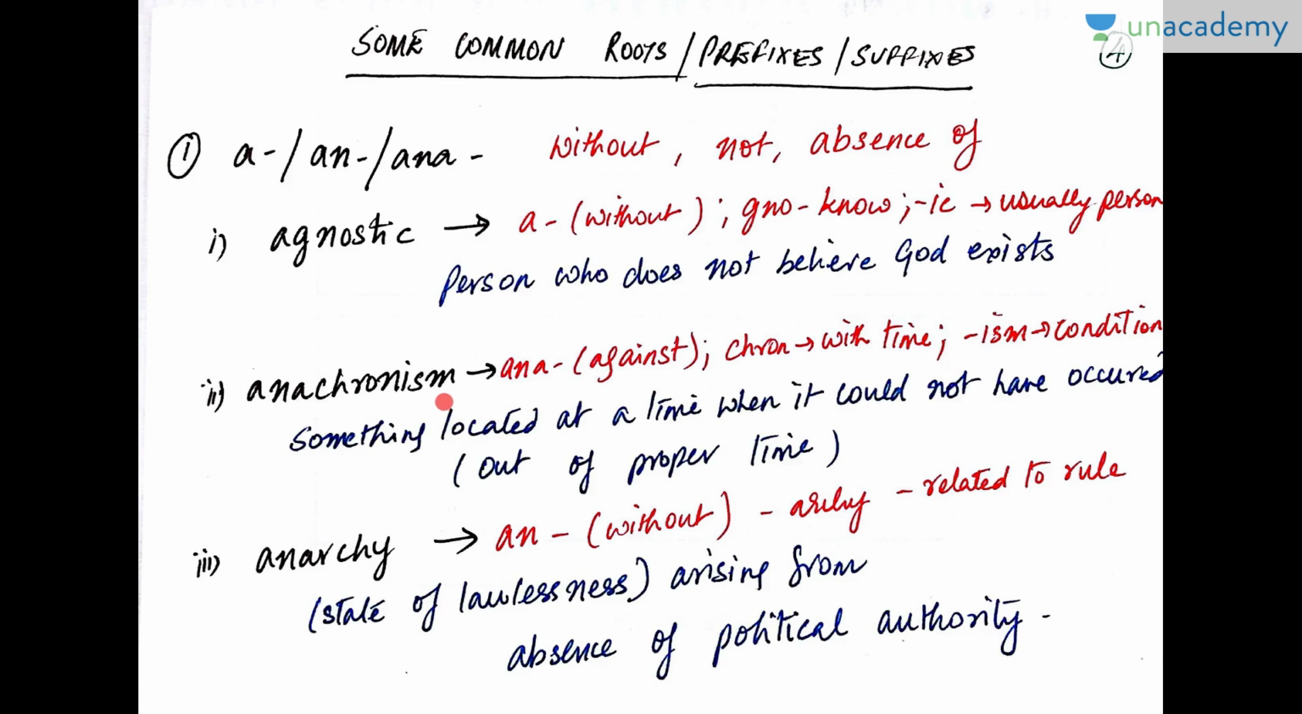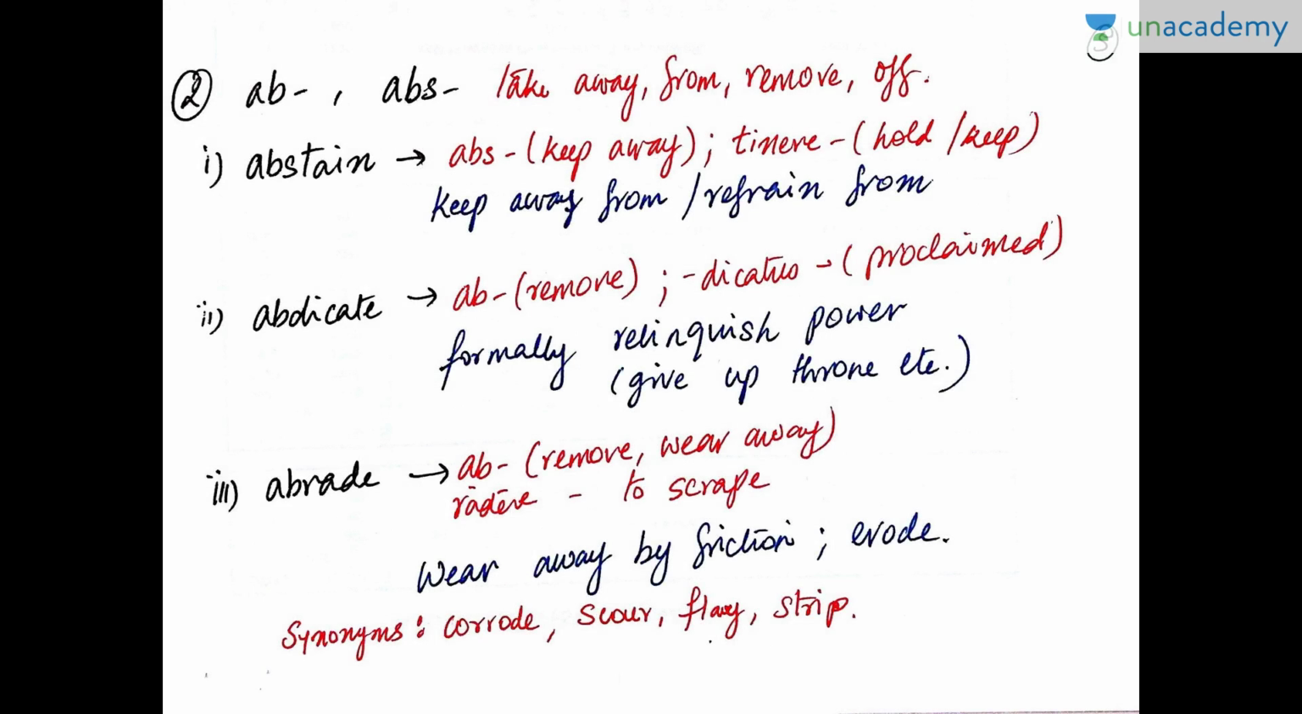Similarly, take another word called anachronism. Now, when you break it up, ana means against, krona has to always do with time, ism is a condition. So this is something located at a time when it could not have occurred, that is out of proper time. For instance, if you see a cell phone in a period movie, then you can say it's an anachronism. Cell phones did not exist then. Similarly, anarchy is without a ruler, so it is a state of lawlessness arising from absence of authority.